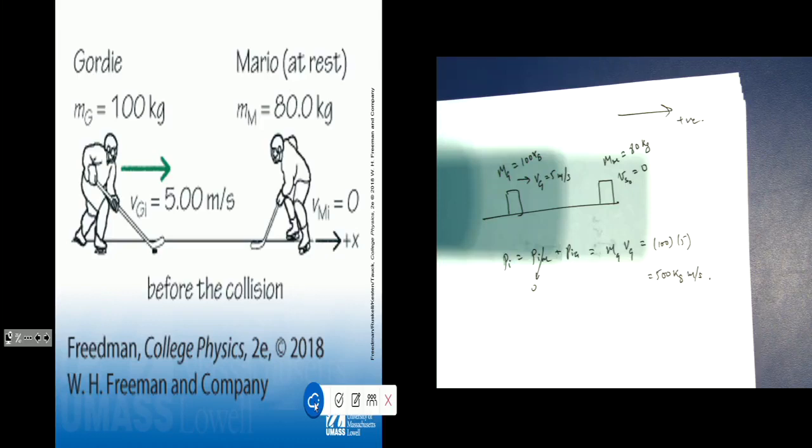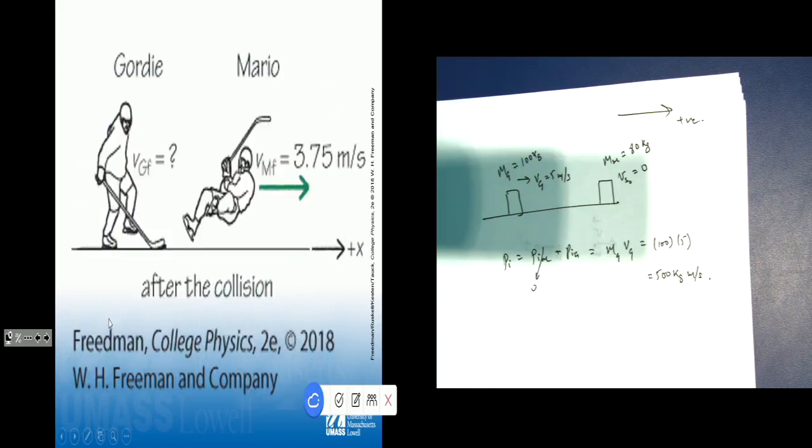So that is my initial momentum of the system. Right? The next step is to find the final momentum of the system and then solve for what we need to solve for. So now we go to what happens after the collision. After the collision, Gordy hits Mario. Mario goes flying in that direction with a speed of 3.75 meters per second. Right? The question is asking me, what is Gordy's final velocity? So not only the magnitude, but in what direction is Gordy going? Is Gordy going forward or is Gordy in reverse? This is something we need to understand, because there are lots of options when you're in flat. You could move backward as well. Everyone with me?